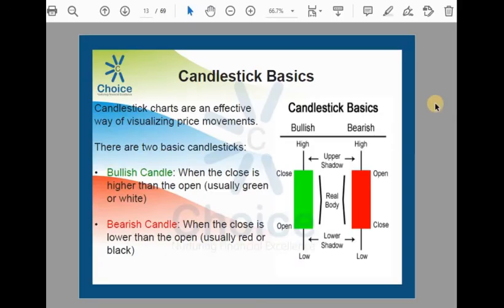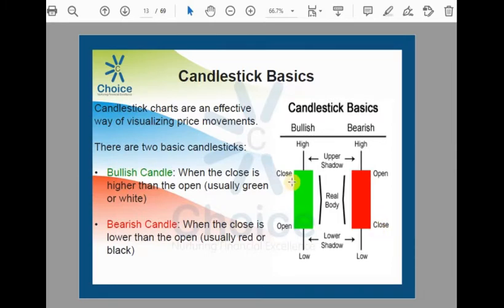Candlestick charts are a pictorial representation, an effective way of visualizing price movements. There are two basic candlesticks: the bullish candlestick and the bearish candlestick. The bullish candlestick is one whose close price is higher than the open price, and the bearish candlestick is one whose close price is lower than the open price.